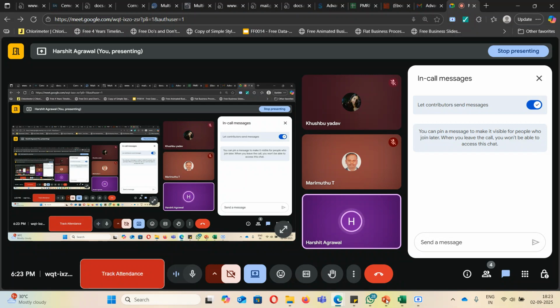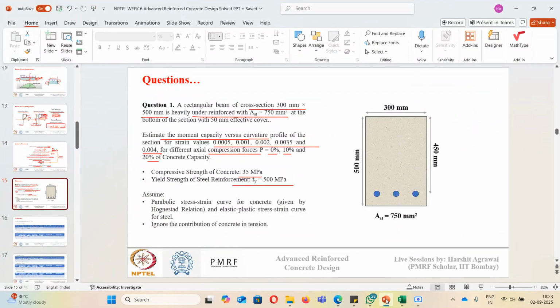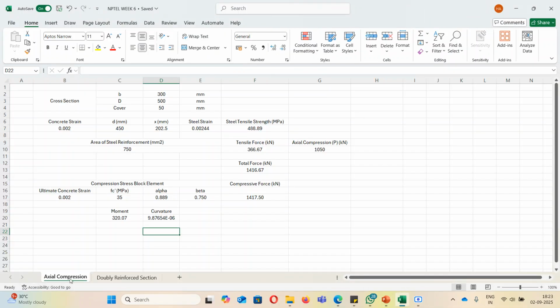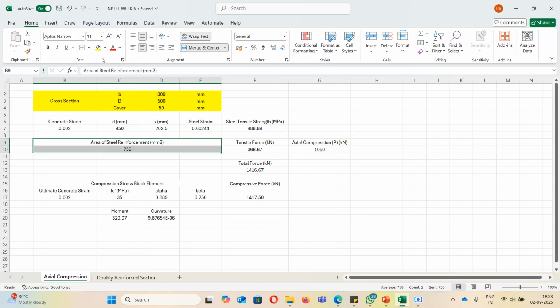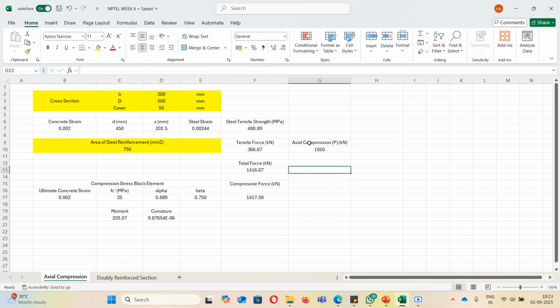Okay, so let's see the solution. I will first show you the Excel sheet, how I have updated the sheet to account for the axial compression force also. So you can see the sheet. Initially we know the cross section of the beam, and we know the steel reinforcement area, and we know the axial compression force also which is acting.